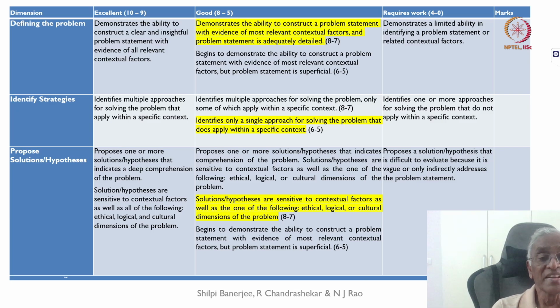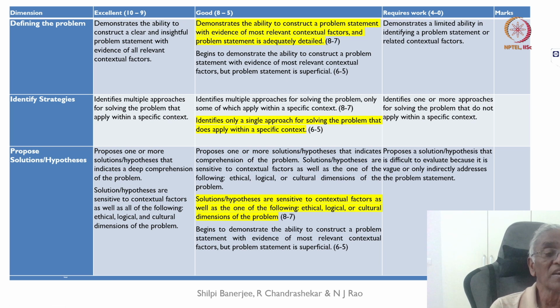So he is attempting to do that, but still the problem statement is not very satisfactory. Then you give between 6 and 5. So here, the next, 4 to 0, demonstrates a limited ability in identifying a problem statement or related contextual factors. Then subjectivity again. Between 4 and 0, you judge how he has done it and give that mark. In that case, if you are giving marks at this stage, at this scale, then you have to highlight this sentence. That will be your feedback to the student.